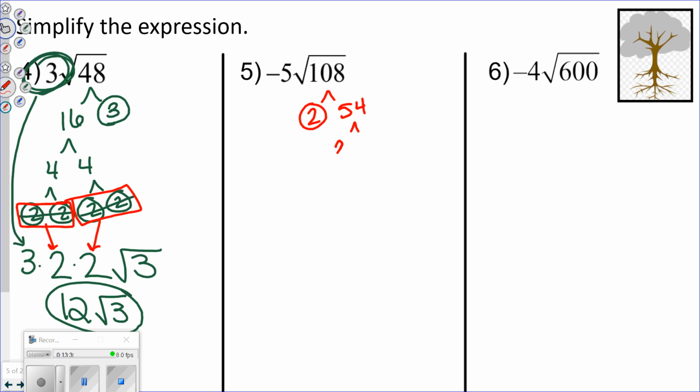I'm like, that divides by 2 again. That's 2 and 27. Uh-oh, that doesn't divide by 2. Does it mean it's done? It divides by 3. So 3 and 9. And 3 and 3.